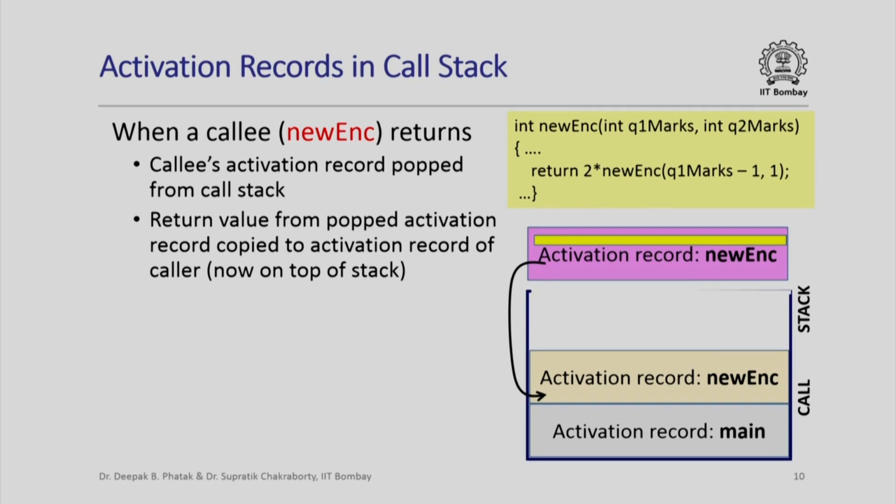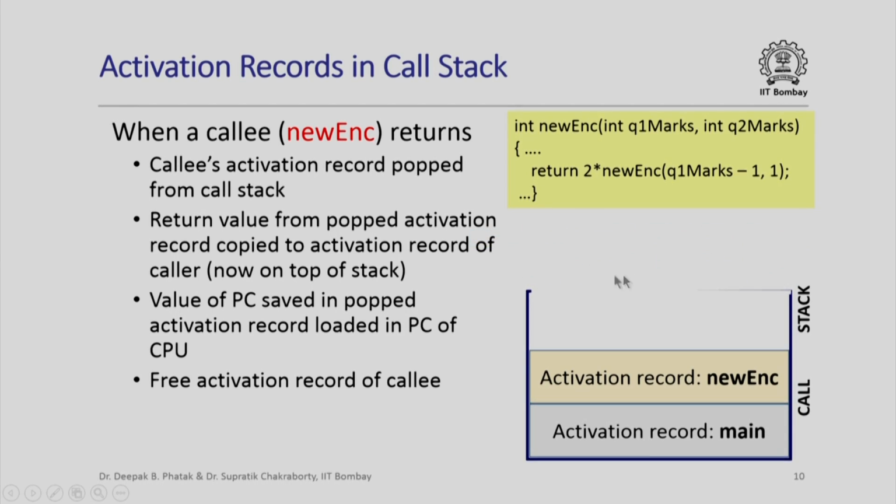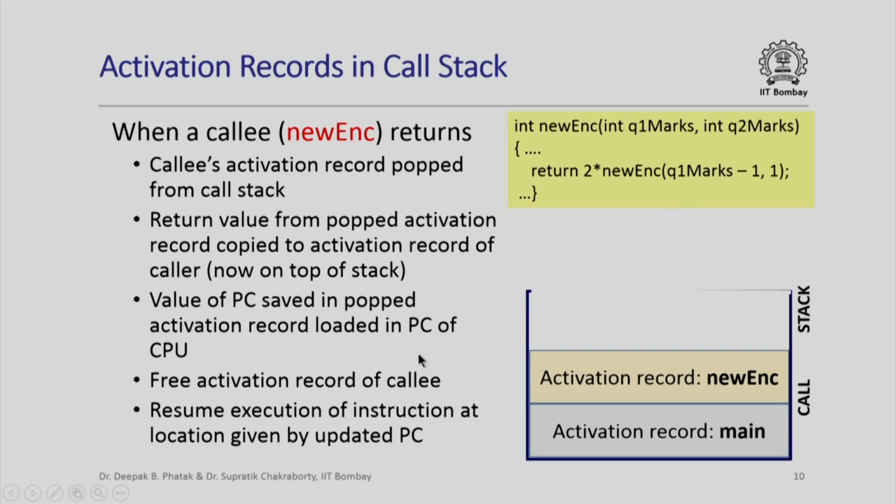The caller also happens to be newenc in this case. However, these two activation records, as we have said earlier, are very different. The value of the PC saved in the popped activation record will now be loaded in the program counter of the CPU. This program counter basically tells you where in the caller function, which happens to be another invocation of newenc, should we return to when the callee function, which happens to be the next invocation of newenc, returns. Then the activation record of the callee is freed up, and finally we resume execution at the instruction given by the location where the updated program counter points to.